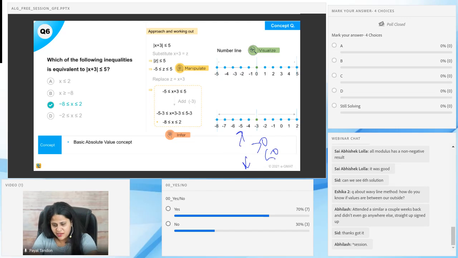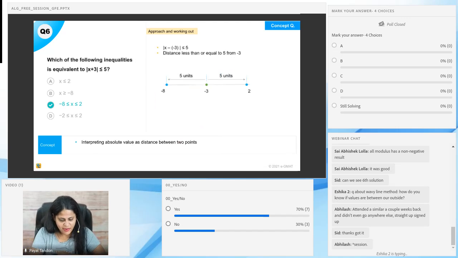All right. Abhilash, that sounds really good. Thank you so much. What session was that? Just curious. And Sid, good that you got this one. Ishika, while you guys are solving the next question, I'll look up that article so that I can share that with you.